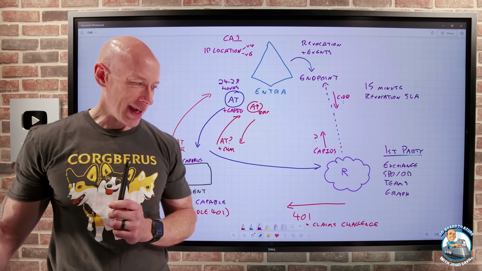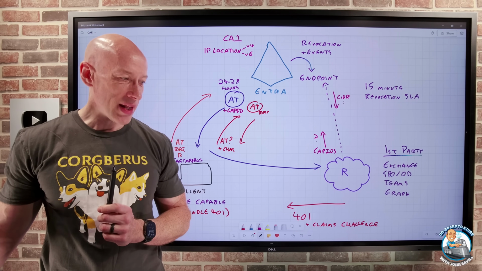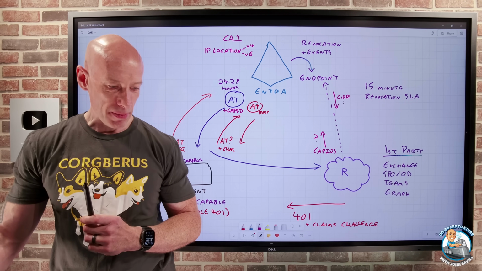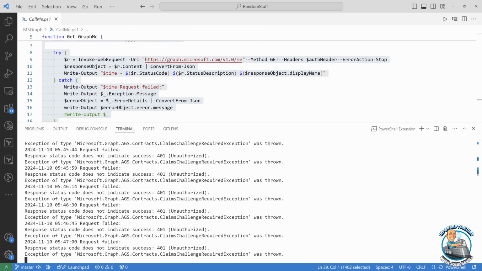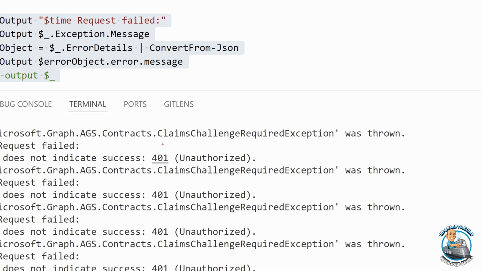There's a caveat here. One of the interesting things you will see, let's actually jump over super quickly. So if we jump back over, oh, this is nice. Okay, so I should call attention to this. What's happened here? It's kicked in. I'm getting my 401, and it's telling me a claims challenge required exception was thrown.